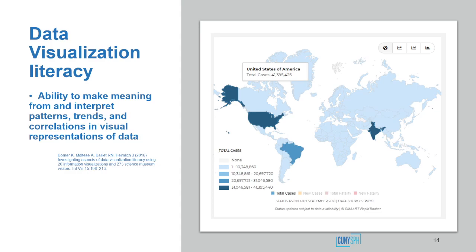Then if we want to make meaning of patterns, for example, this is a picture of what was going on September 19, 2021.